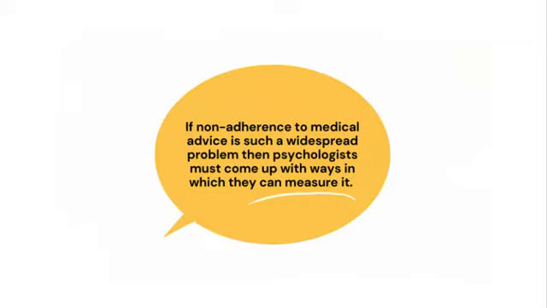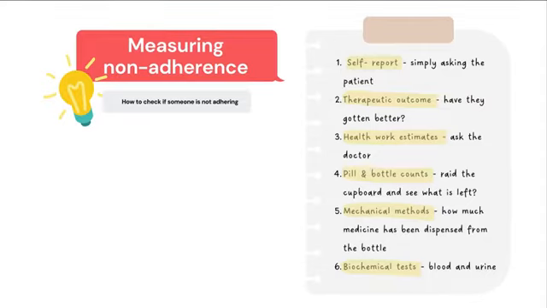Okay, so in order to tackle this issue, we need to first know how to measure non-adherence, and these are some of the methods you can use to measure non-adherence. So the first one is self-report. So basically, simply asking the patient if they have been taking their pills. You can see if they have gotten better. If they have, that means they have been taking their pills. The third one is by asking the doctors themselves whether they think the patient has been adhering.